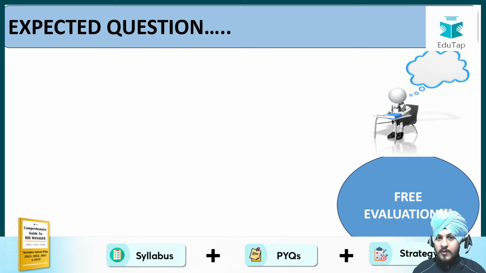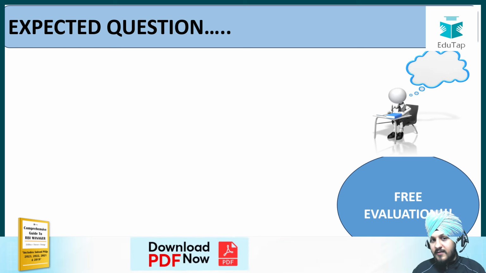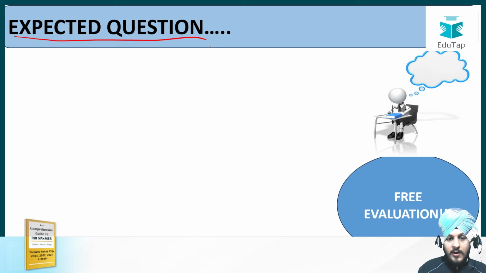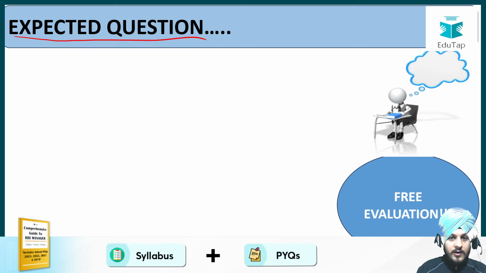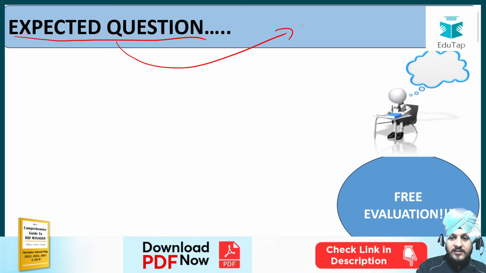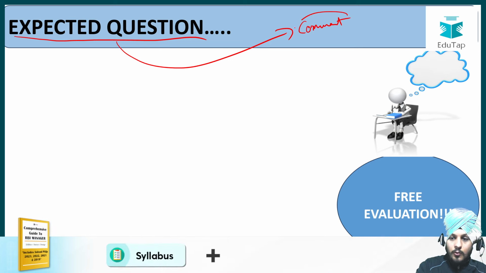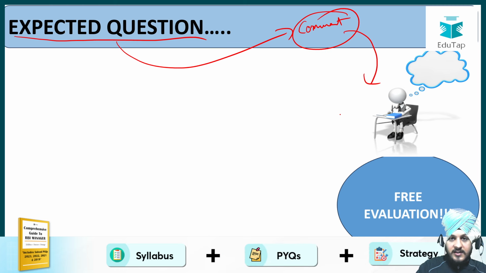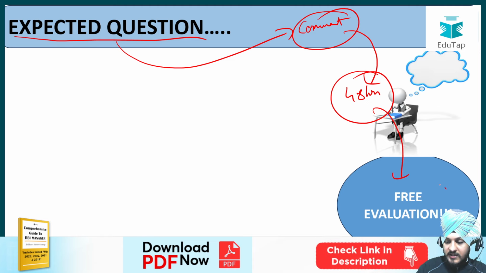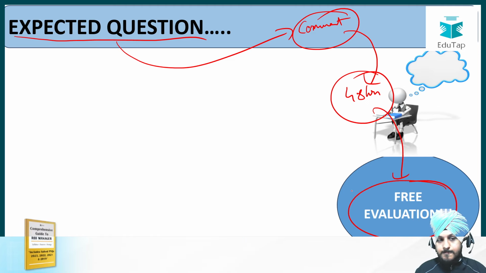Now, if you are a newcomer to our Perspective 360 degree series, then let me tell you that here, first of all, we are going to give you an expected question, and we are going to discuss this session on the basis of this expected question. Then once this session is done, you have to write the answer of this expected question in the comment box in your own words, and this answer will be evaluated by our team within 48 hours. And let me also add that this whole initiative is free of cost.